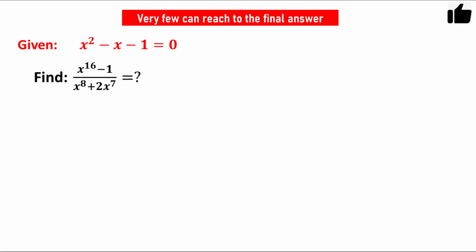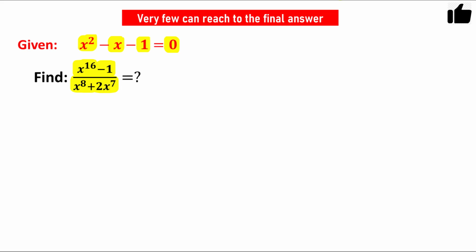Hello friends, in this problem you have been given an equation that is x square minus x minus 1 equals 0. Then you have to find the value of (x raised to the power 16 minus 1) divided by (x raised to the power 8 plus 2x raised to the power 7). Now how will you solve this problem?